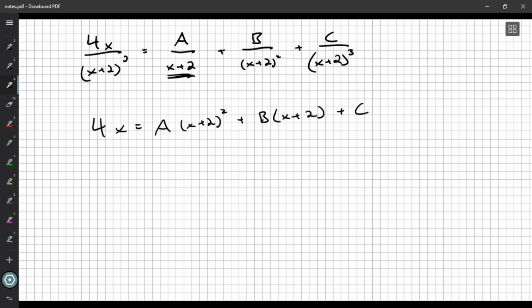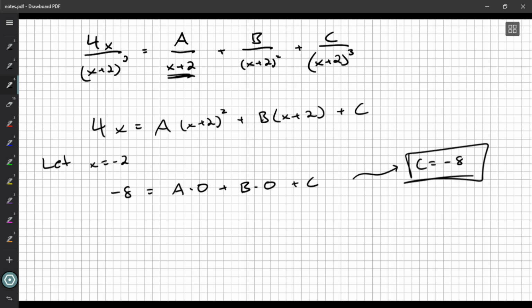Okay. So, what can we do? Well, we could solve for C pretty quickly. I'll let x equal -2. You'll get -8 over here, and then the A and the B, because they're being multiplied by at least 1 copy of x + 2, will be multiplied by 0. And we see that C must be -8.